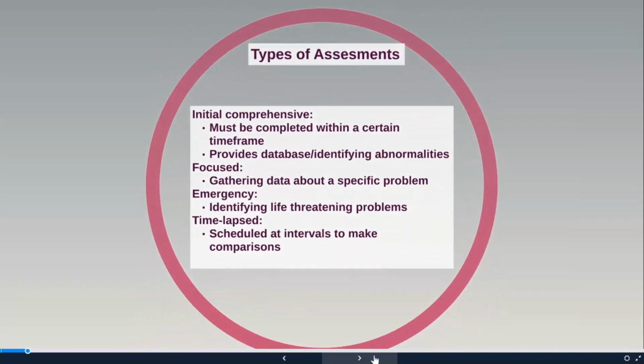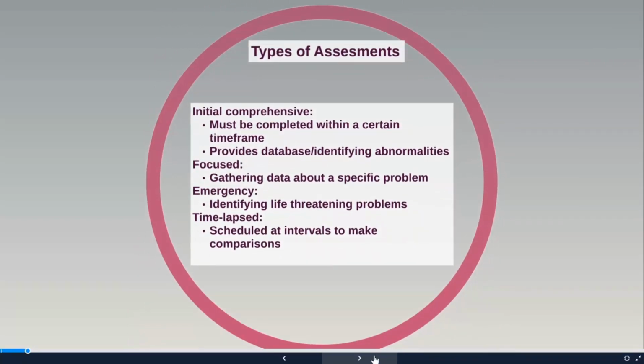So whatever your facility is doing for that type of recording, you would want to adhere to that. We have a few types of assessments. So we're going to talk about 4 here. We have an initial comprehensive, which is going to be the initial assessment you do when you're first seeing a patient or they're first admitted. So that's going to be something that is more comprehensive. So it could be a full head to toe on a patient so you can get that baseline data.